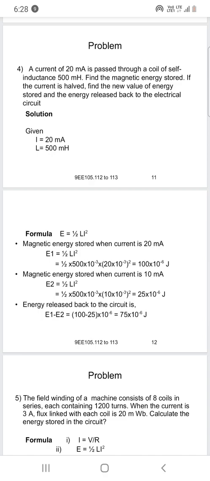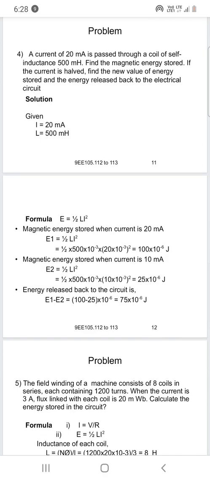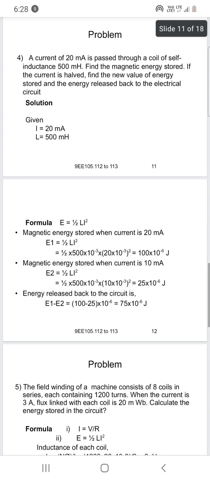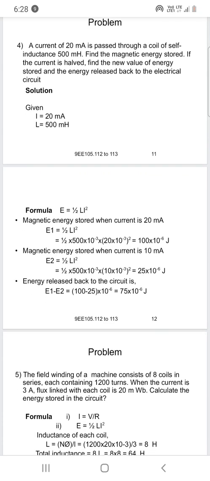So what is the problem here? A current of 20 milliampere is passing through a coil of self-inductance 500 millihenry. Find the magnetic energy stored. If the current is halved, find the new value of energy stored, and the energy is released back to the electrical circuits. So here first we have to observe the given data.